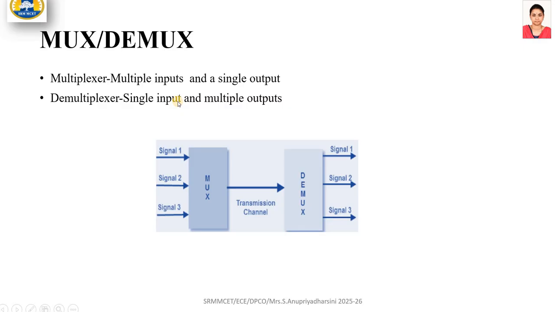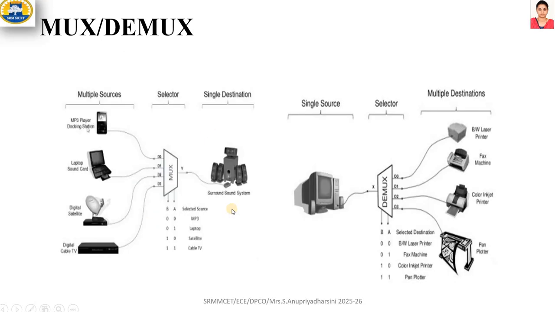Okay, mux. A multiplexer has multiple inputs and a single output, whereas a demultiplexer has a single input and multiple outputs. So we will see this mux in detail now. You can see the application of mux and demux here.